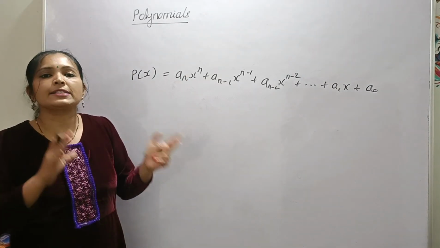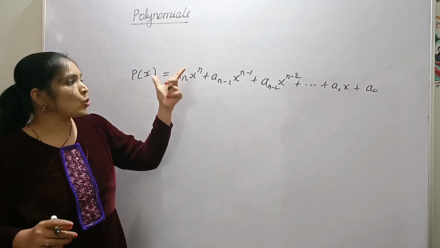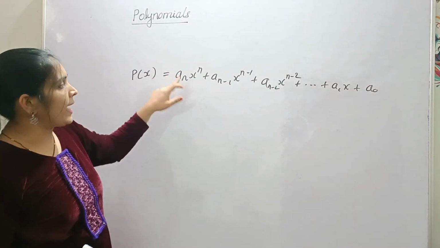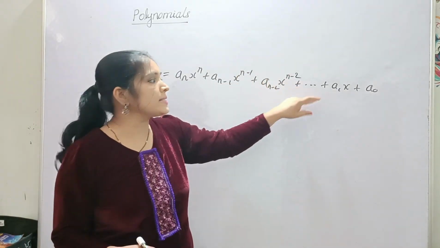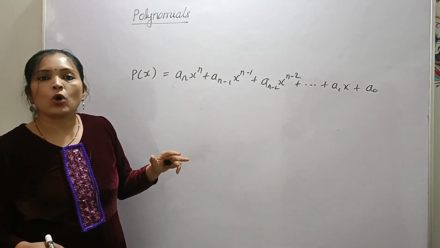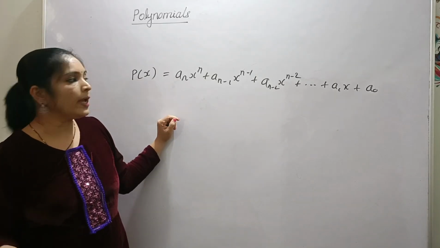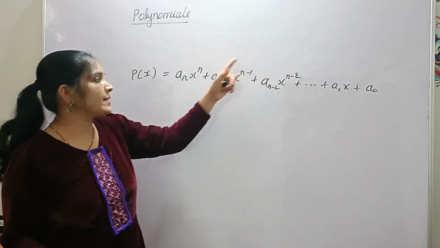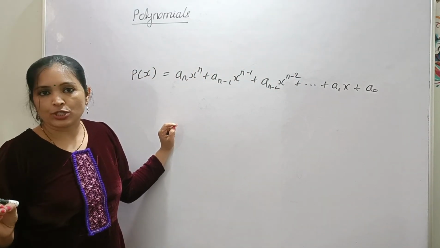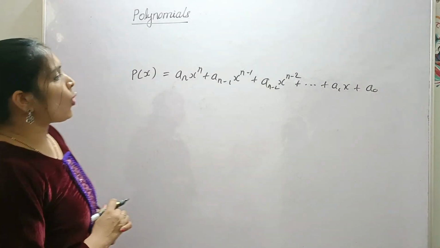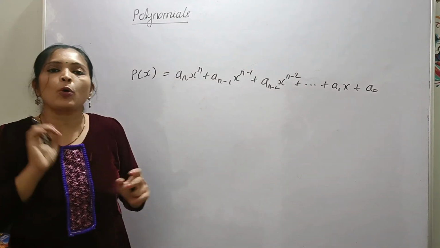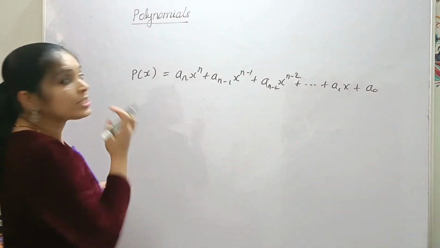What's the degree? That is the highest power of variable x. So it's a polynomial of degree n. And here an, an minus 1, an minus 2, etc., a1, a0 are constants. And these constants are called coefficients of the polynomial. And if a polynomial has no variable, if a polynomial has only constants, such a polynomial is called a constant polynomial.